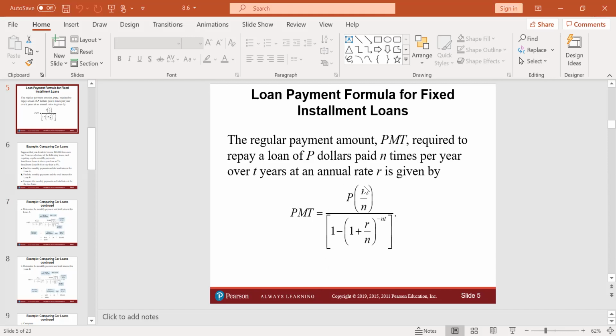Anywho, so this is going to be the formula for that. It allows you to solve for the periodic payment necessary to pay off a loan at an interest rate of lowercase r, where P is going to be the principal of the loan, the amount you're borrowing. N is the number of compounding periods per year, and lowercase t is going to be the time, the number of years.